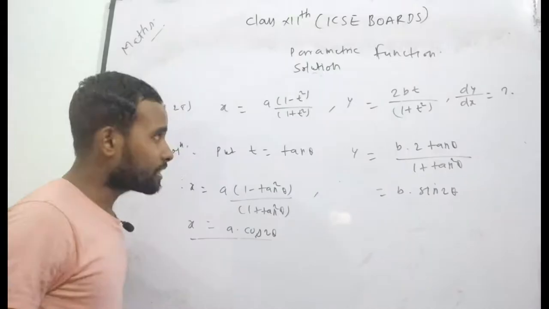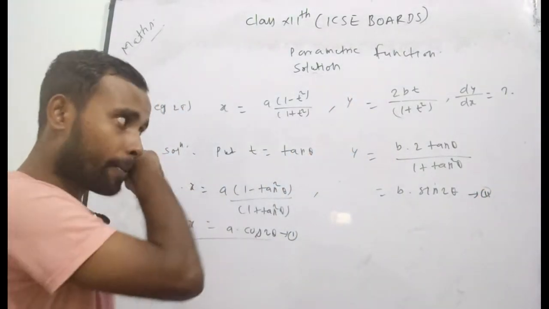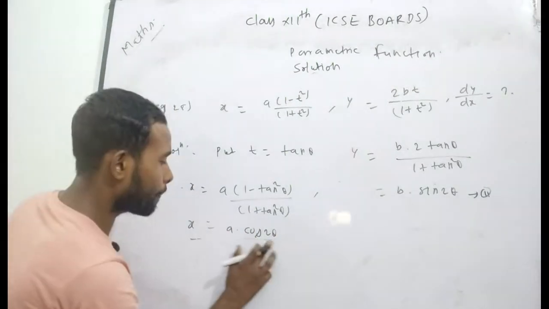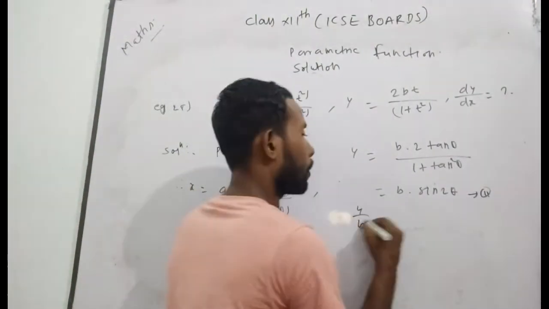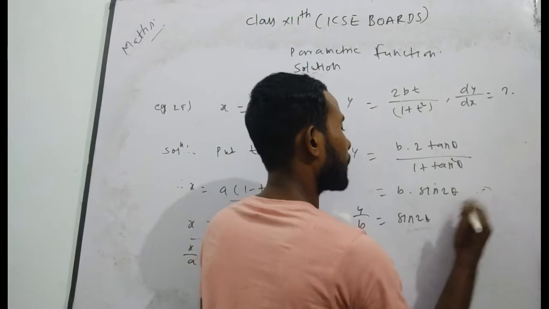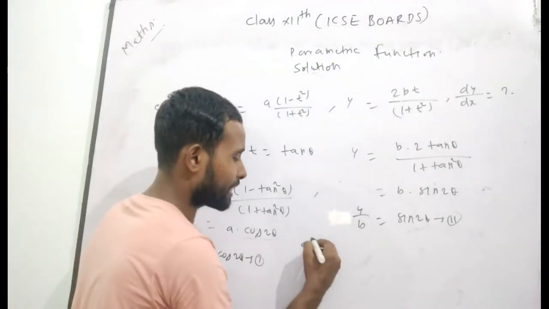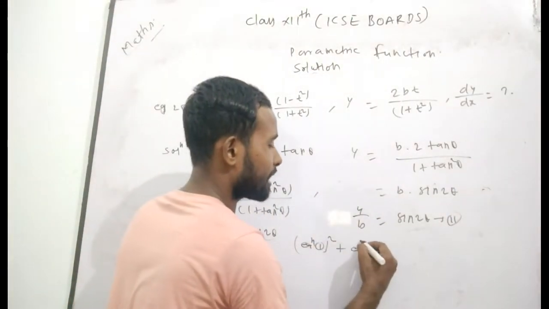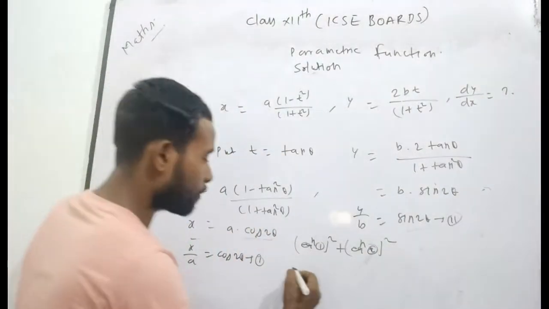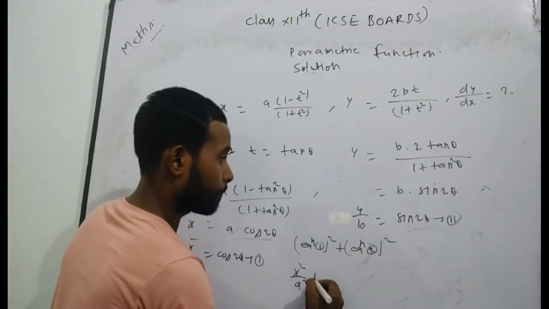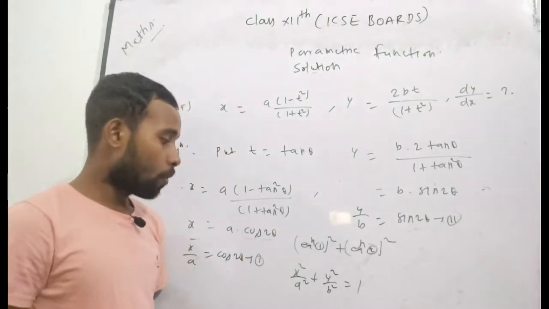Suppose that this is equation first, and this is equation second. I will suggest you first find x by a is equal to cos 2 theta and y by b is equal to sin 2 theta. Now suppose this is equation second and this is equation first. Now squaring both equations and summing up, LHS will be x square by a square plus y square by b square, which will be 1.